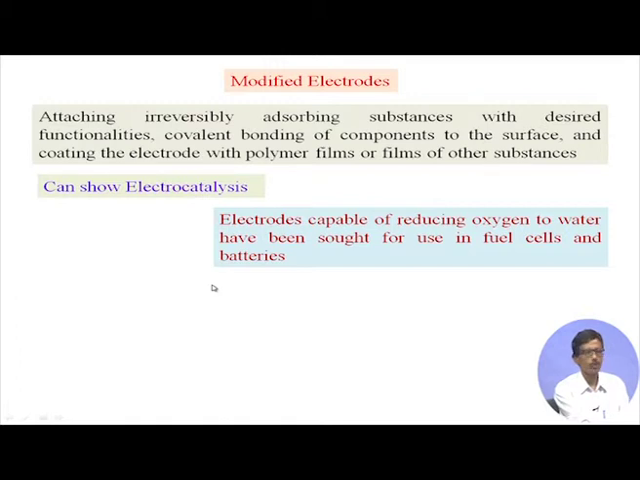So, if you have an electrode which can be useful for reducing oxygen to water, it can be used in fuel cells and batteries also. So, one challenge is how you produce oxygen from water, but this is the reverse one, where we can have oxygen from air or any other source, and that oxygen can be reduced by a 4 electron reduction step to get the water molecule, and that can be useful for the methodologies that we will see, in fuel cells or in batteries.